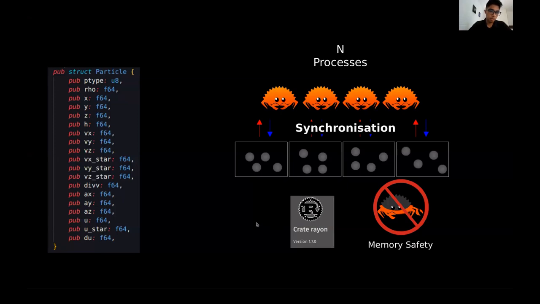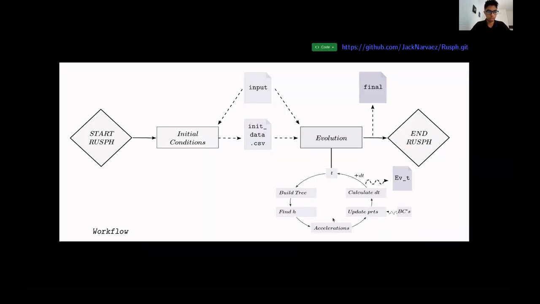The way I implement the particles is using structures, and I have to say that SPH is a relatively computationally expensive method, so we have to implement parallelisation. For this, I use the Rayon library, and this is basically the workflow of the code.